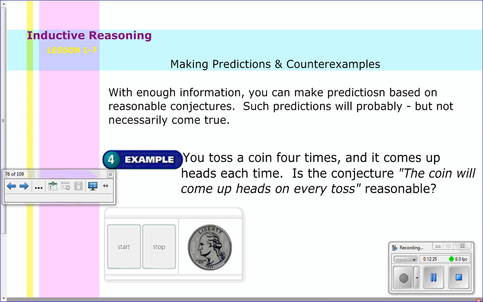You got heads, then you flipped it again, you got heads, you got heads, you got heads. So they're saying, oh, no matter what, you're always going to get heads. And you have to decide, is that true? Is that reasonable to say?